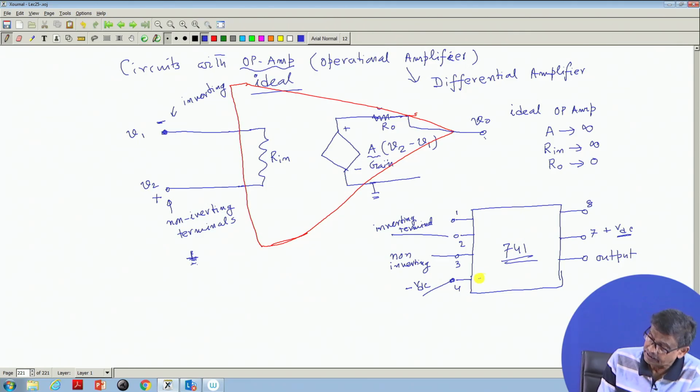So, out of these 8 terminals, let us identify with this circuit what these terminals are, because the rest of the things are not difficult. Only thing, just to give you a feeling of how things work, what you require is a battery.